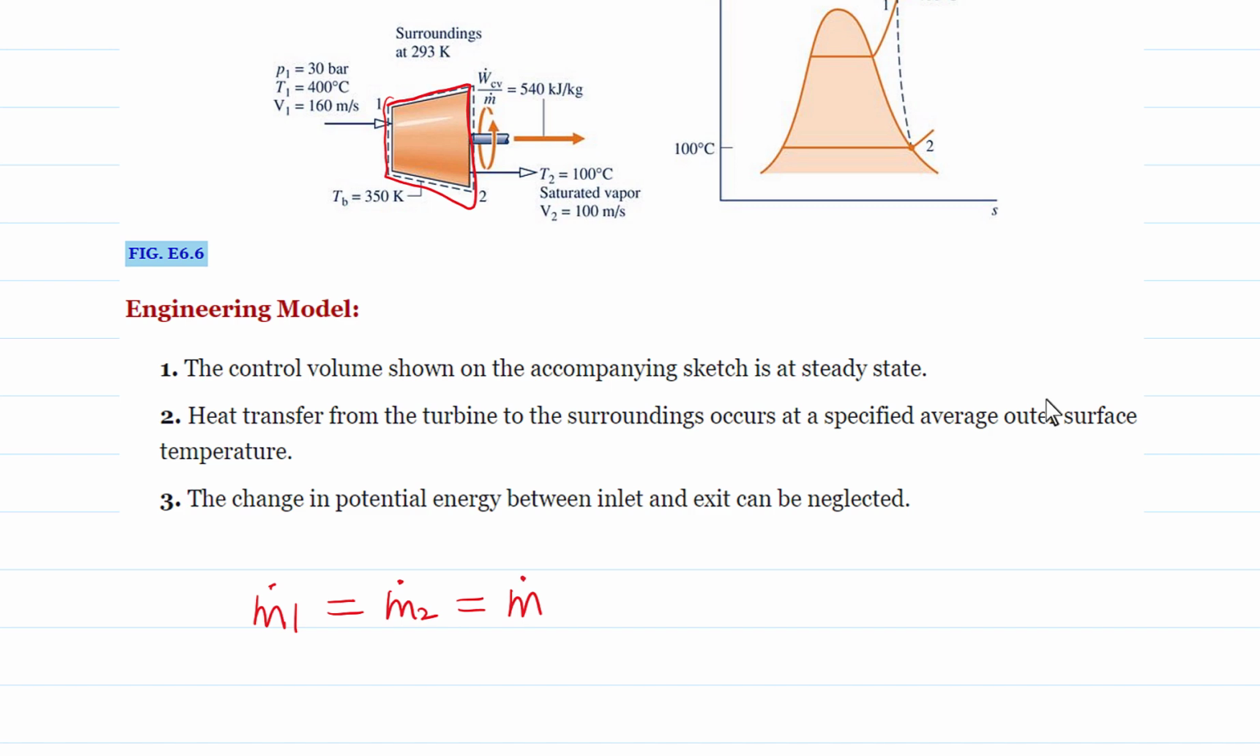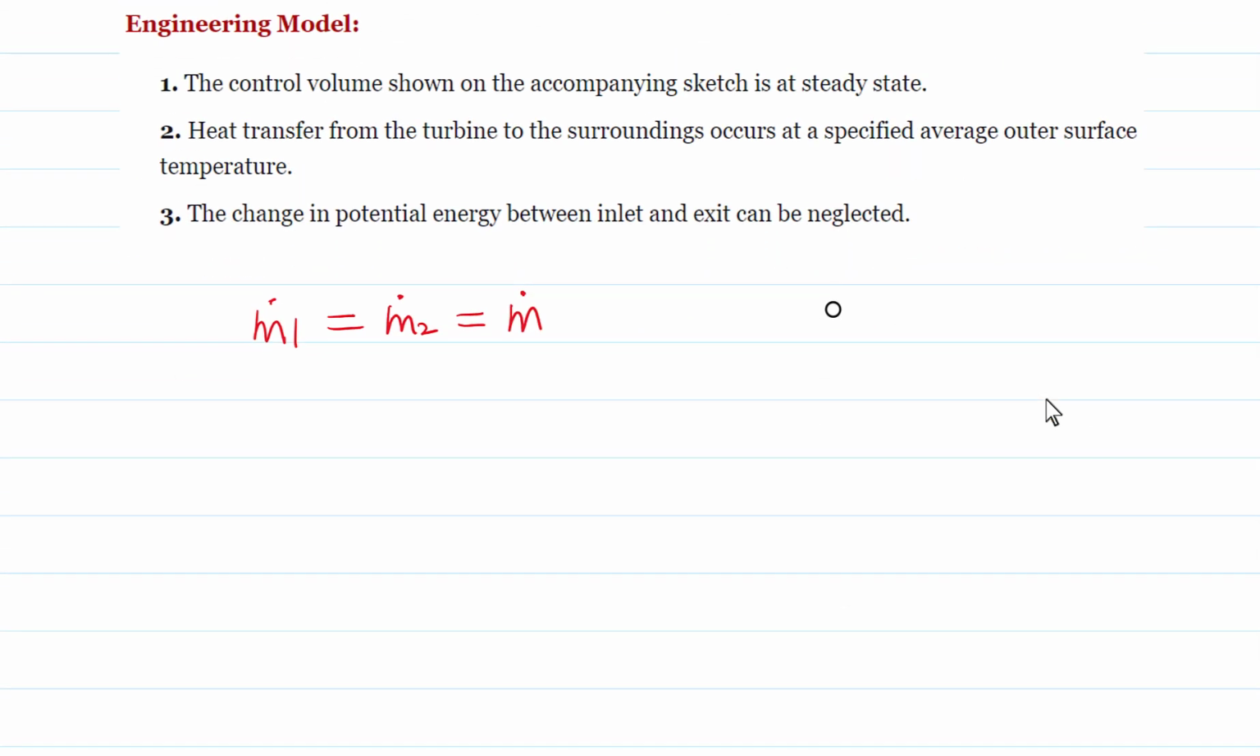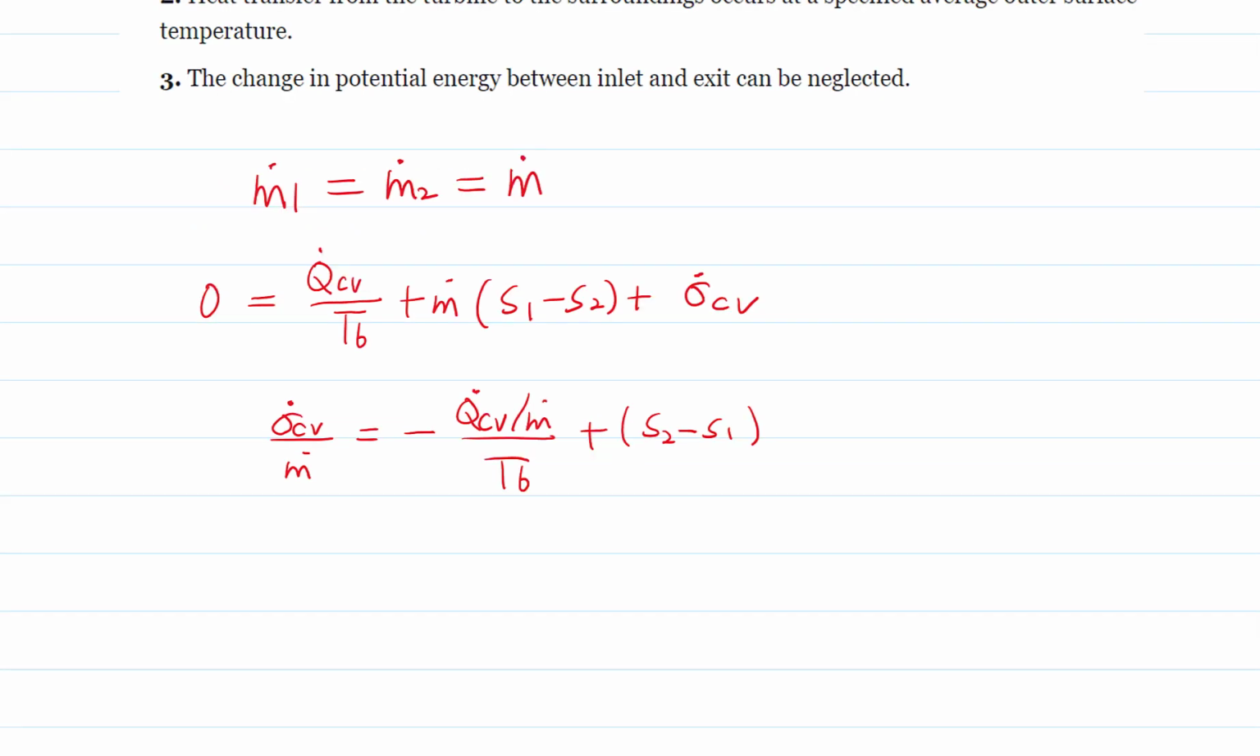We can also write the entropy balance equations at steady state. We divide the equations by the mass flow rate, m dot. In these equations, the heat transfer rate Q dot is unknown. To determine the Q dot, we are going to apply the energy balance.